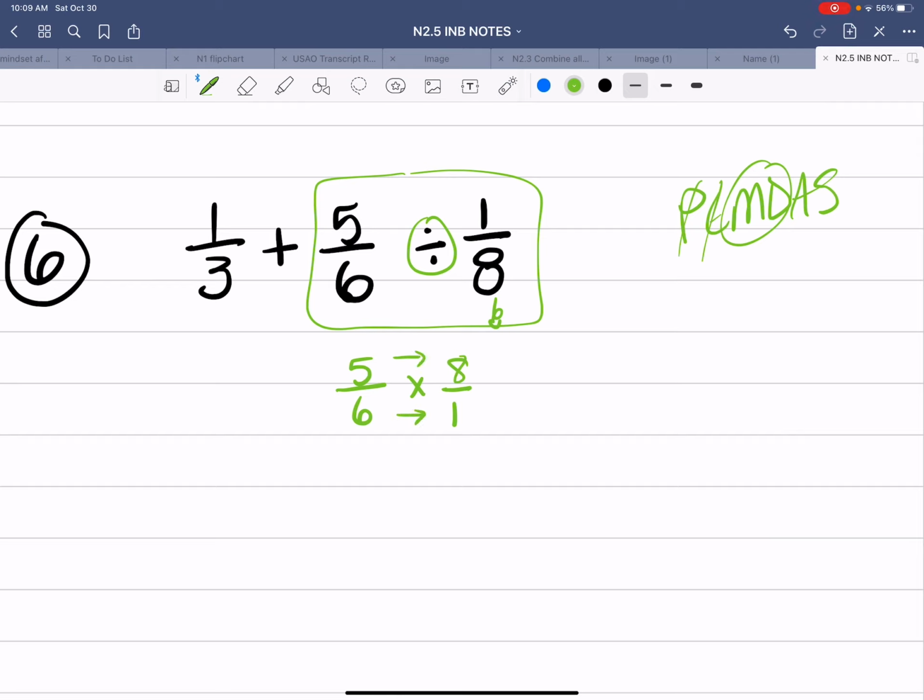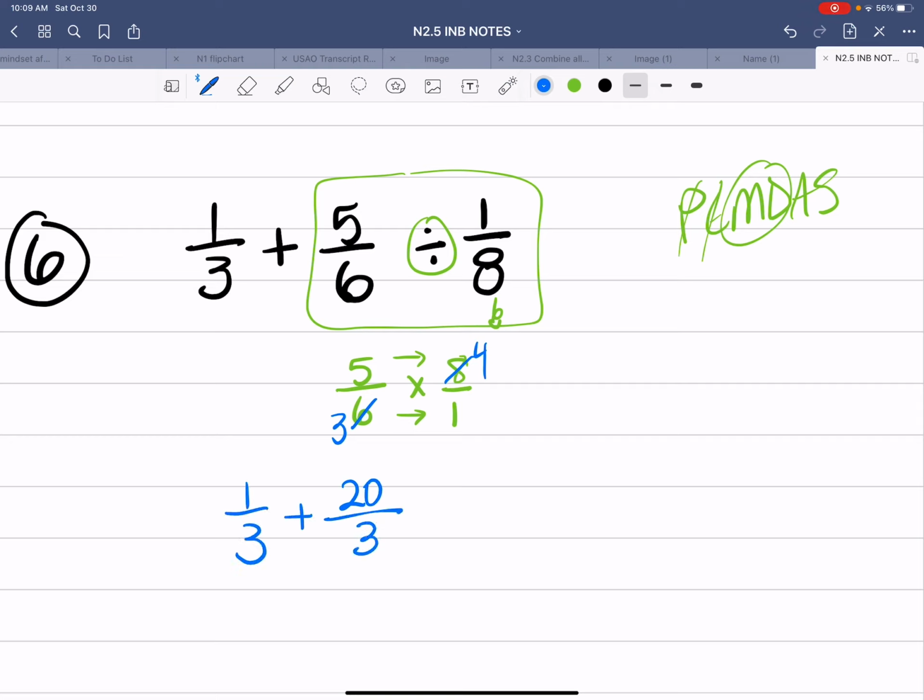Multiply straight across top and bottom. Well, I'm actually going to come in here and cross reduce first. 2 goes into 6 and 8. 2 goes into 6 3 times. 2 goes into 8 4 times. Here we go. 5 times 4 is 20, and 3 times 1 is 3.